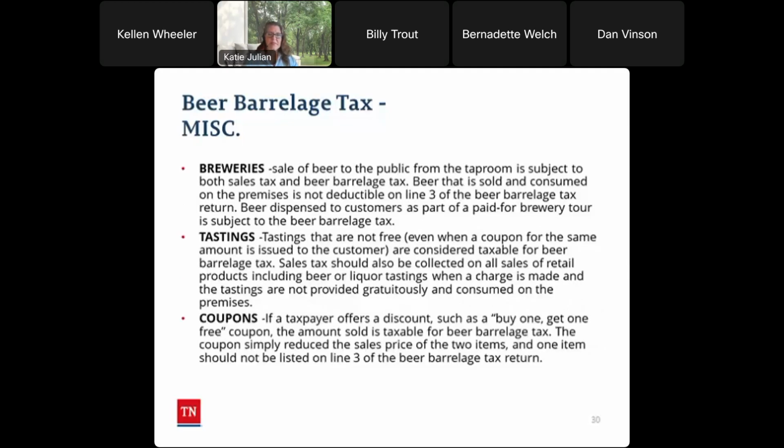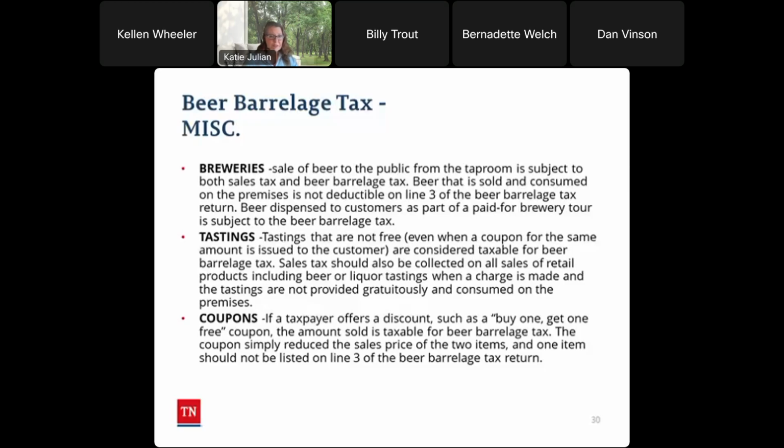Some miscellaneous information here about the beer barrelage tax. Regarding breweries, the sale of beer to the public from a tap room is subject to both sales tax and the beer barrelage tax. Beer that is sold and consumed on the premises is not deductible on line 3 of that beer barrelage tax return. And beer dispensed to customers as part of a paid-for brewery tour is subject to the beer barrelage tax.